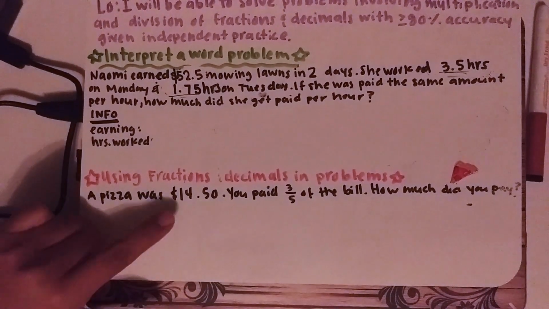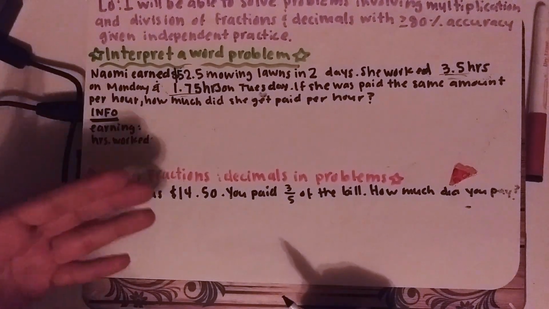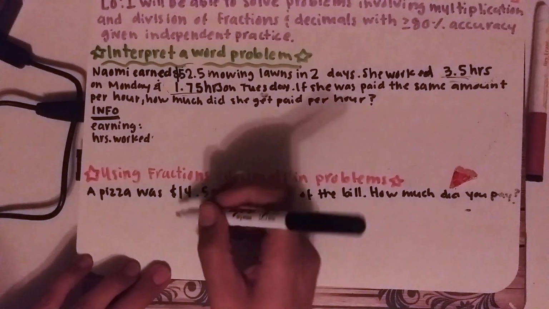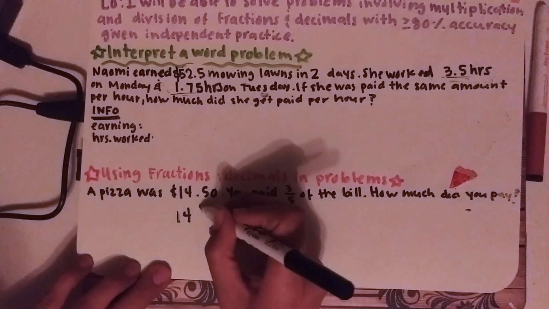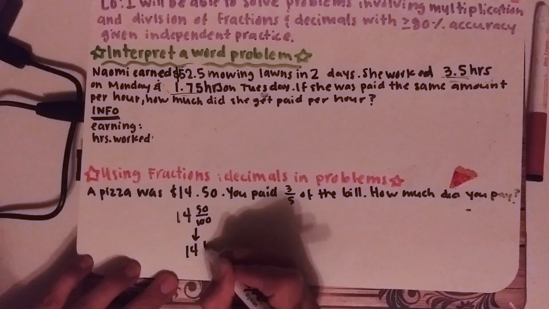Now the question is, okay, I have a decimal and I have a fraction. So what do I do? So you have to choose. You rather work with fractions or you rather work with decimals. I personally prefer fractions. So let me turn this into a fraction. So I'm going to take 14 and then 50 over 100. When I simplify this, that gets to 14 and a half.